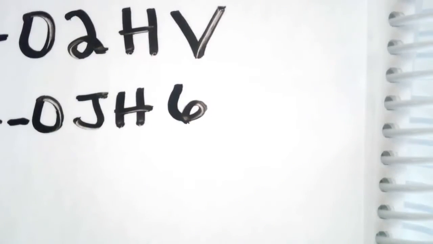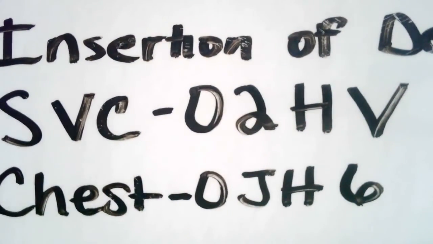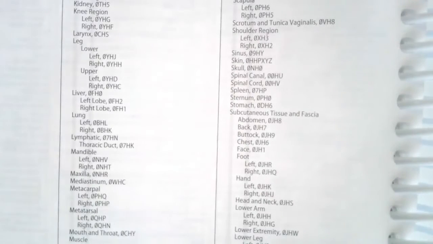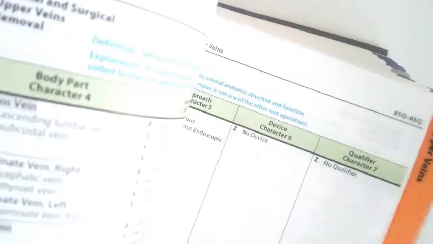So next step, here are my two tables, and let's make sure you guys can see this. So my two tables for insertion of the device, I have the insertion of the device into the superior vena cava, which is table 0 2 H. And then I have insertion of the device into the subcutaneous tissue chest wall, table 0JH. All right, so you know the drill, guys. The next thing I have to do is locate my tables. And so I'm going to go over first to table 0 2 H.